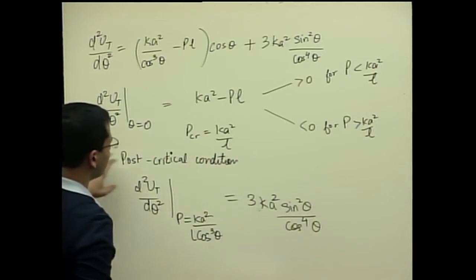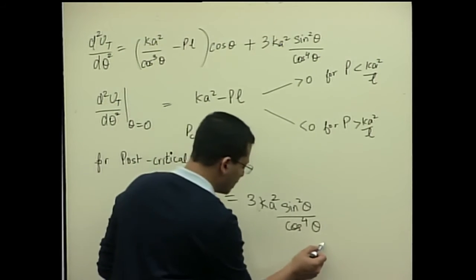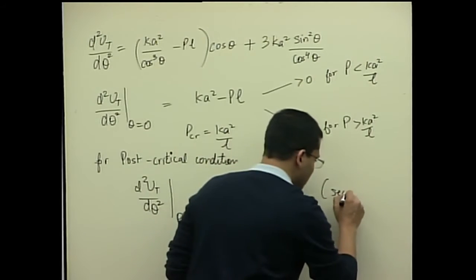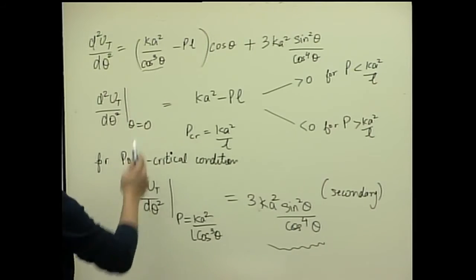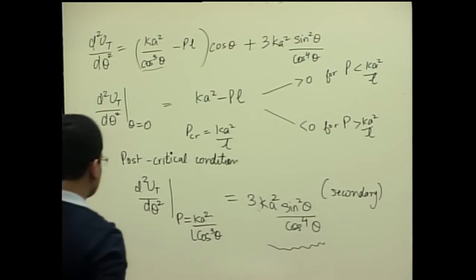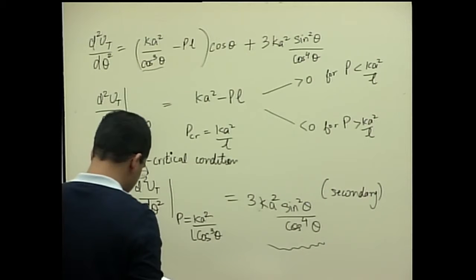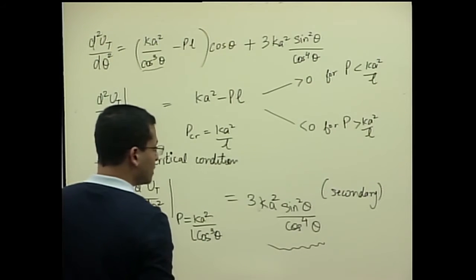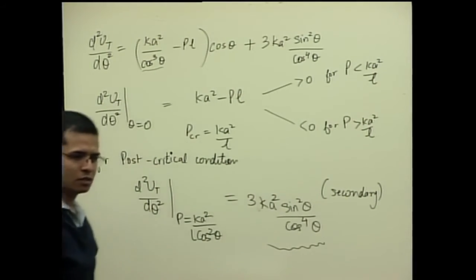So for post critical condition, we will use this solution in this expression and simplify it. So we get that the second order derivative for the post critical condition in the secondary path is this expression. So we have this cosine cube. Yes, it should be cosine square theta, but we'll have to check the simplification. But I think it should simplify down to this expression.